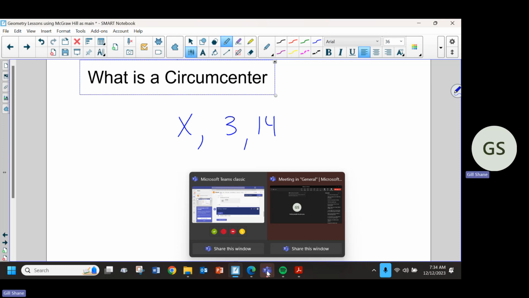So if I say, what range of values could X be that would allow me to make a triangle? Remember, there's a rule that you have to follow in order to make a triangle with three sides.